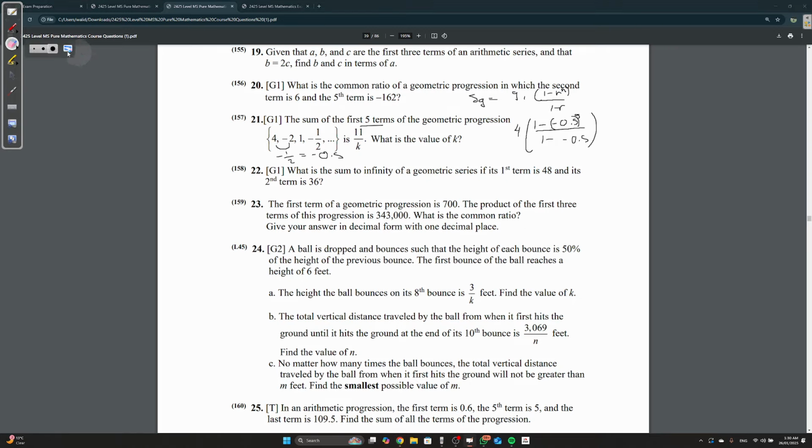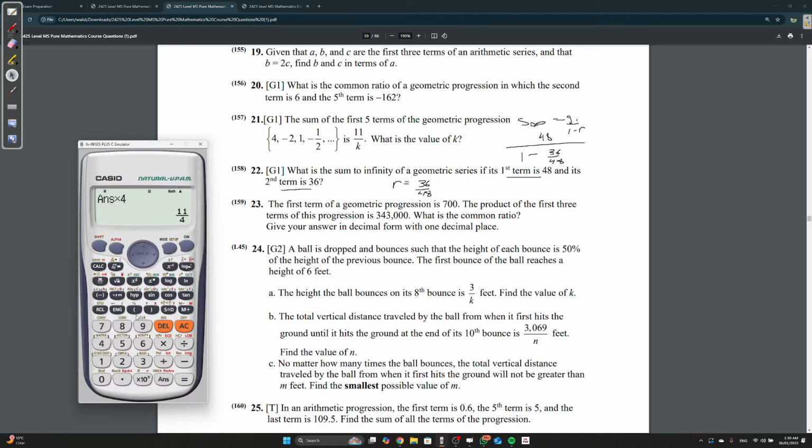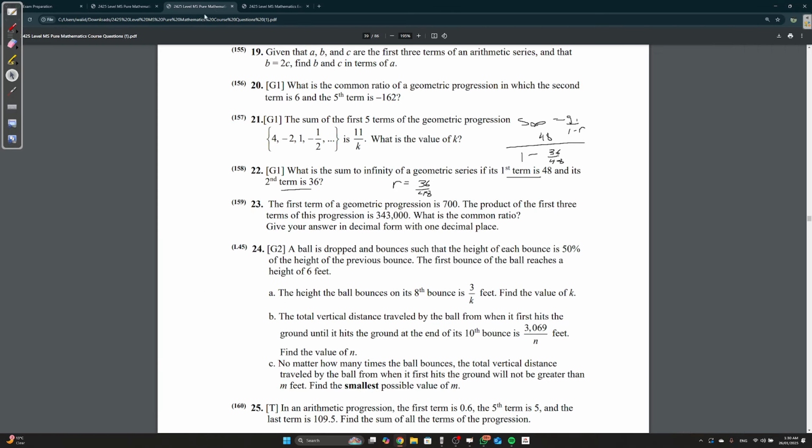Question 22. What's the sum to infinity of a geometric progression if the first term is 48 and the second term is 36? S to infinity is equal to g1 over 1 minus r. g1 is 48. What's r? We know the first and second terms are consecutive terms, so to find the ratio, I can simply divide the second by the first. So 36 over 48, you should get 3 over 4. So g1 over 1 minus r, 48 over 1 minus 3 over 4, is going to be 192. So the answer is 192.